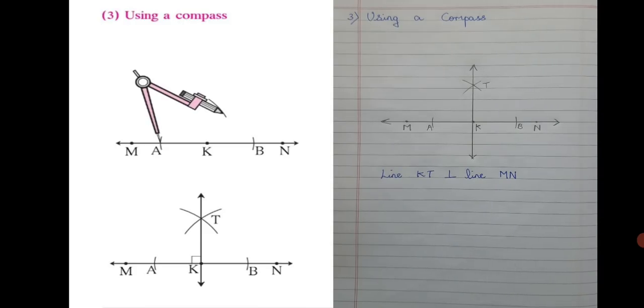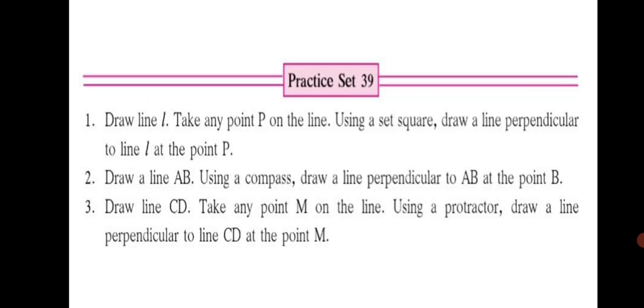So you have learned to draw a perpendicular to a point on the line using a set square, then a protractor, and third using a compass. So now based on this, you're going to solve your practice set number 39. There are 3 questions altogether. Let's solve them one by one.